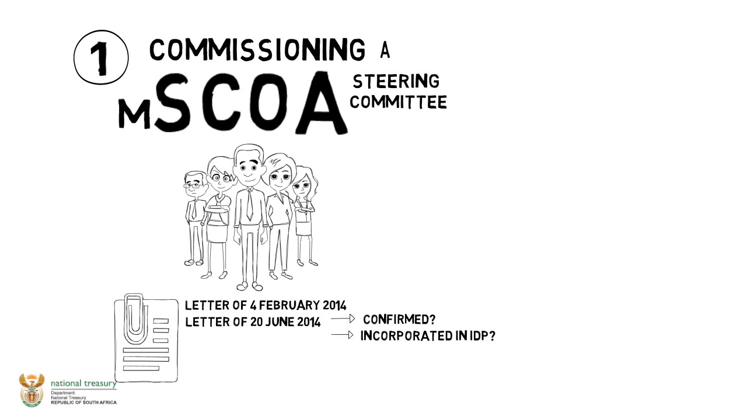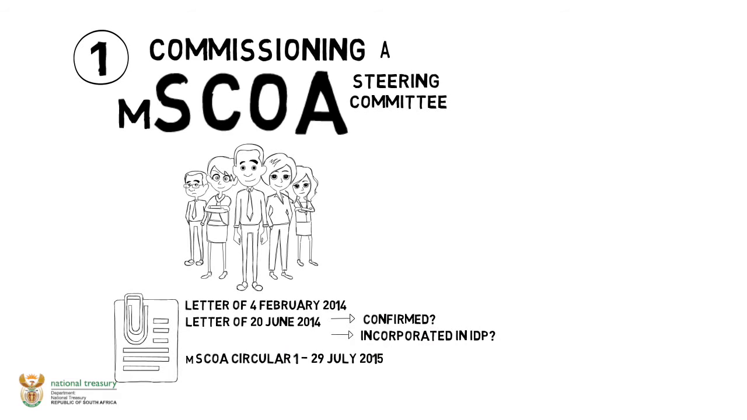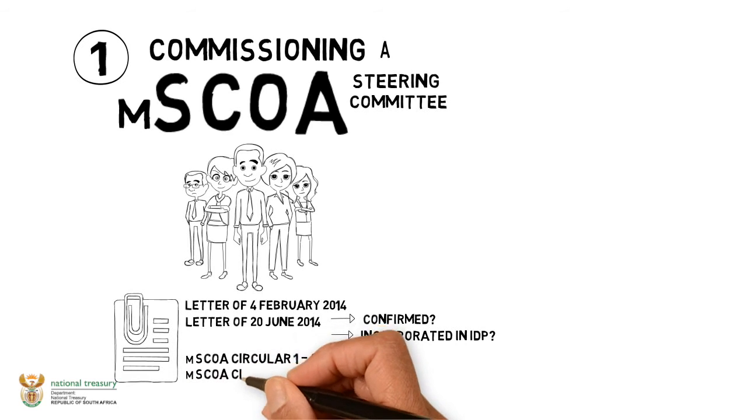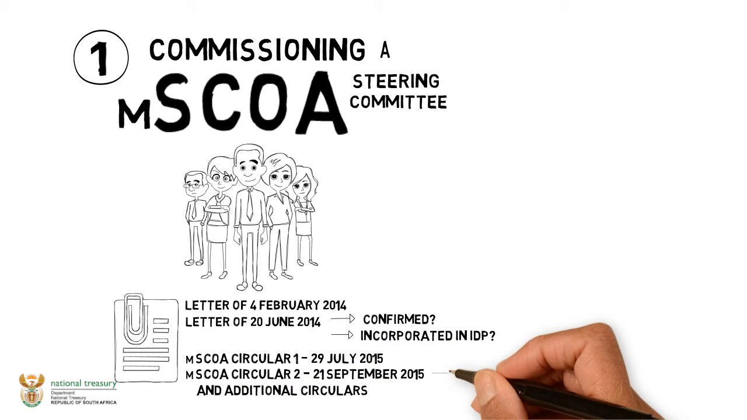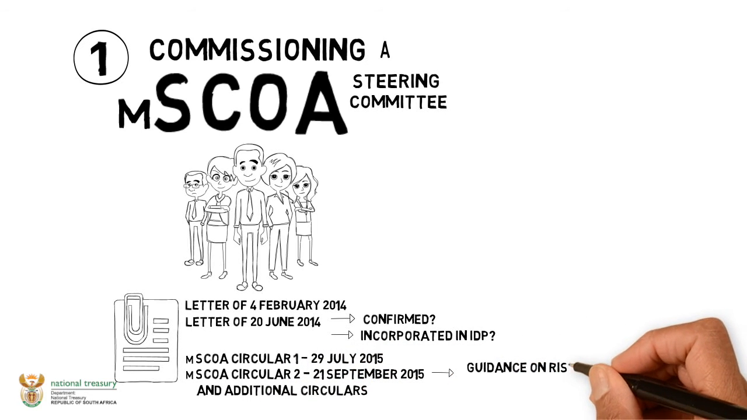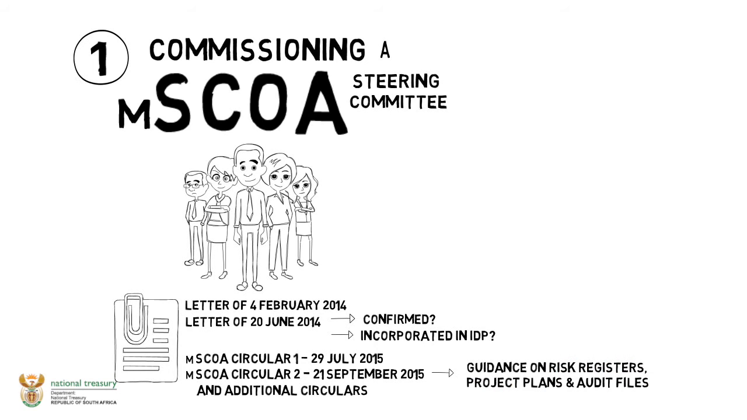Also refer to mSCOA Circular 1, released on the 29th of July 2015, and mSCOA Circular 2, released on the 21st of September 2015, that gives clear guidance to the Steering Committee on risk registers, project plans, and audit files, to name a few.